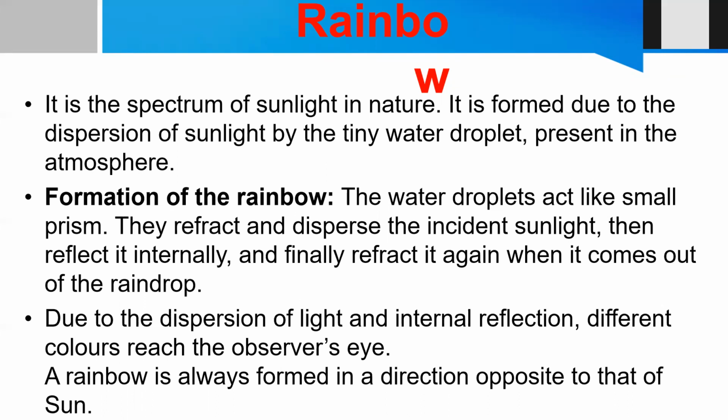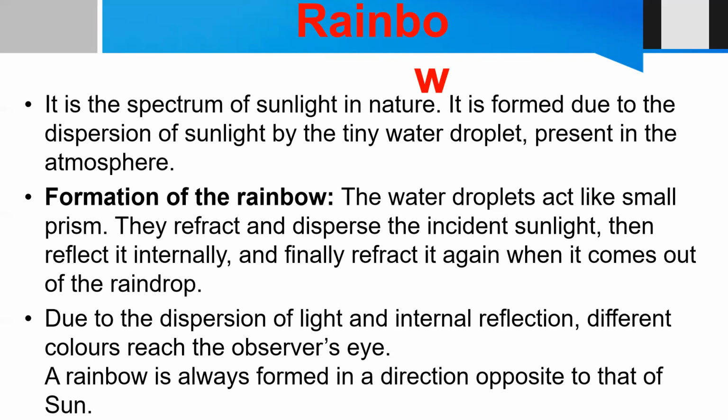So what are the 3 phenomena that are taking place in the formation of a rainbow? That is, refraction is happening, dispersion is happening. That's why we are observing the 7 colors, and internal reflection is also coming. You can say total internal reflection is also coming, and I will explain it to you through the picture.